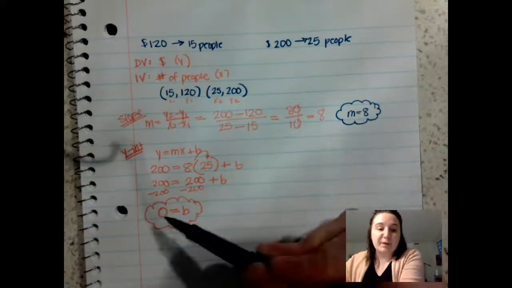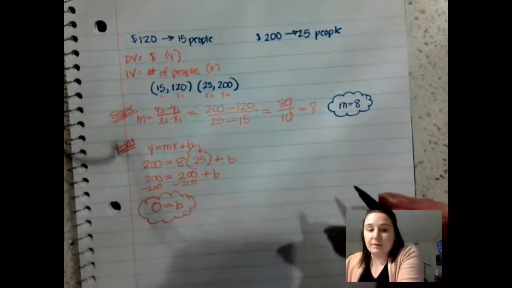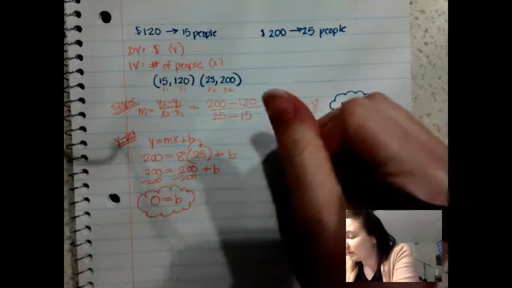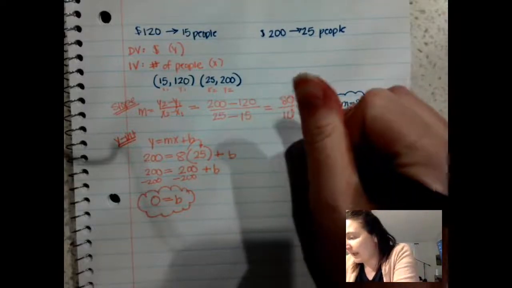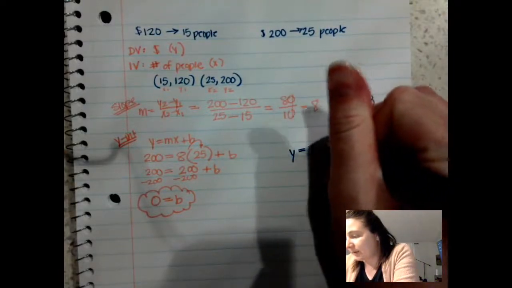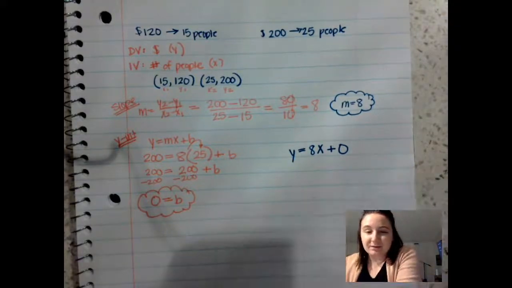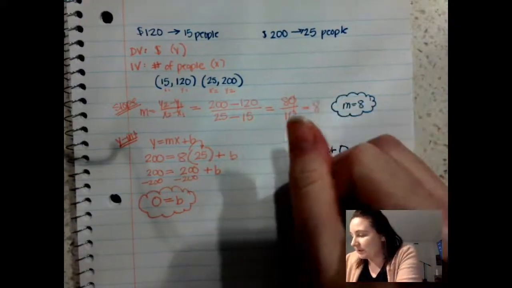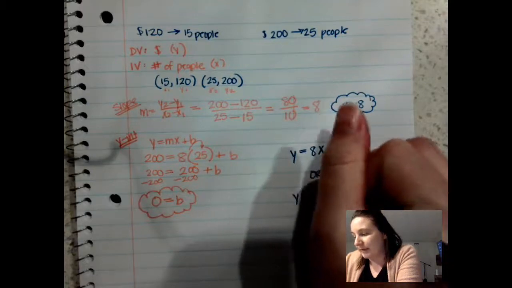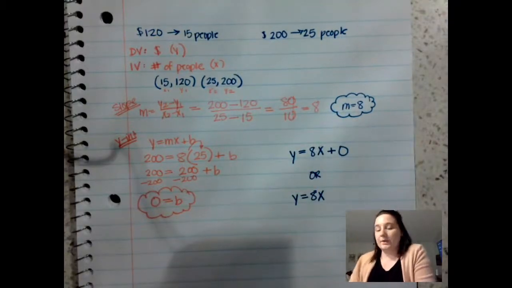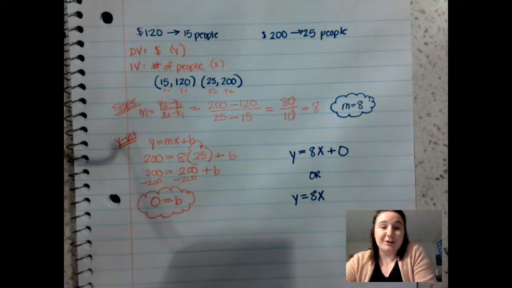So we have M, we have B. Now we are ready to write our equation. So our equation is y equals 8x plus 0. And this 0 doesn't really add anything to us, so we can just switch it to y equals 8x. So either one of those is the correct answer.